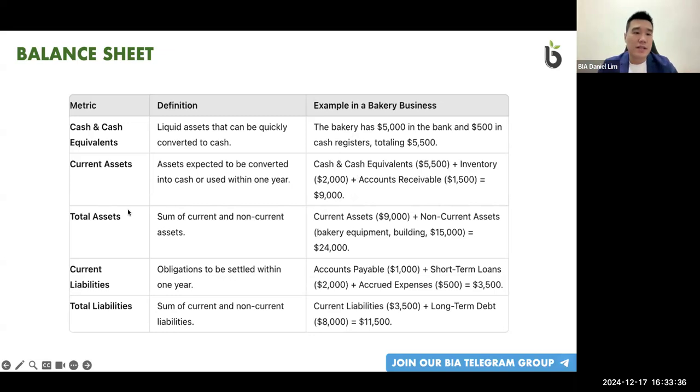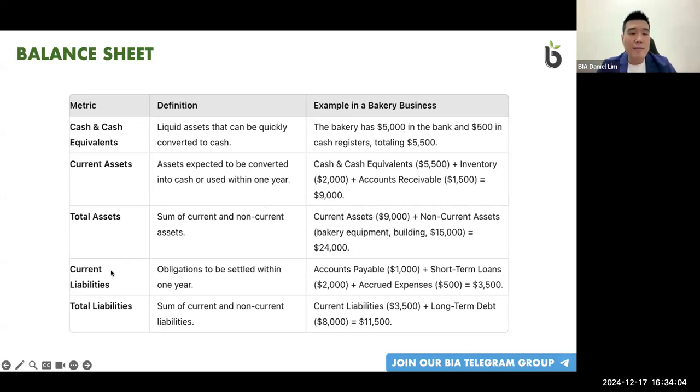So the next one you need to take a look at is the total assets. In short, total assets is everything, current assets and non-current assets. Again, non-current assets are assets that cannot be liquidated within 1 year. So you add everything. Current assets, which we already agreed here, is 9,000. Non-current assets, let's say the bakery equipment, the building and stuff, is 15,000. So your total assets is 24,000.